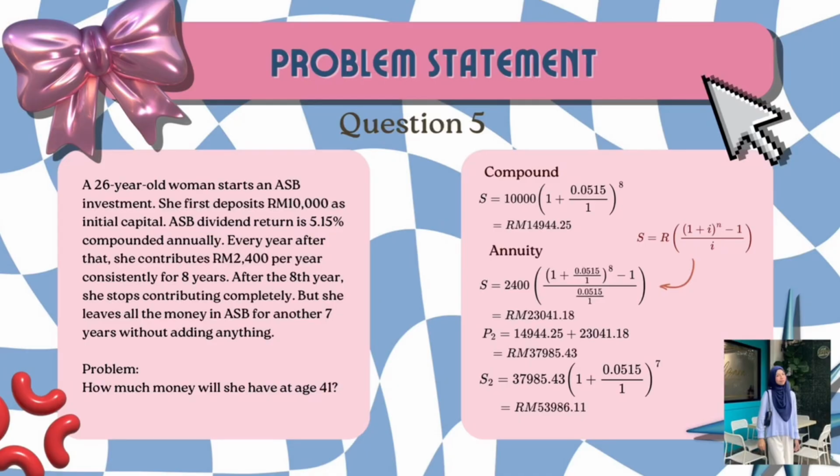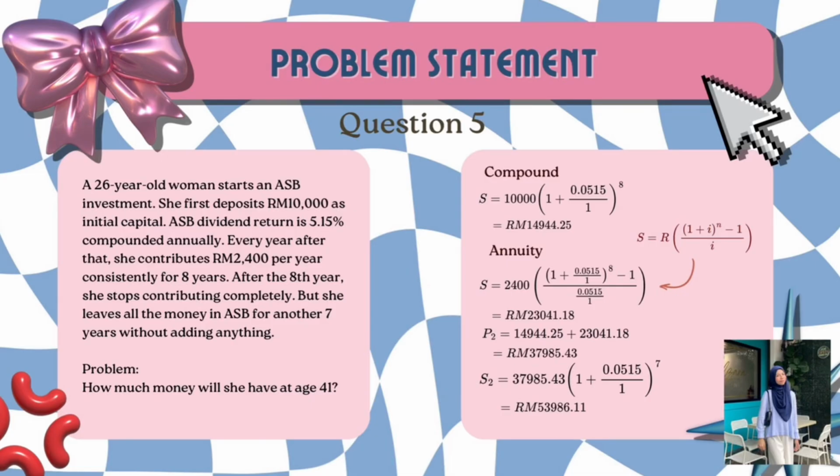Now, we move to question 5. Let's solve this ESB investment problem step by step. Alright, a 26 year old woman deposits 10,000 ringgit into ESB. The annual dividend return is 5.15% and compounded yearly. After that, she contributes 2,400 ringgit every year for 8 years. Then she stops contributing but leaves the money untouched for another 7 years.